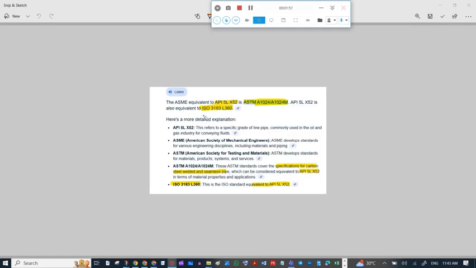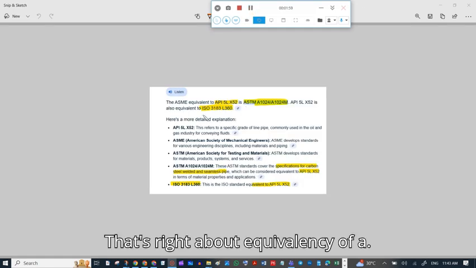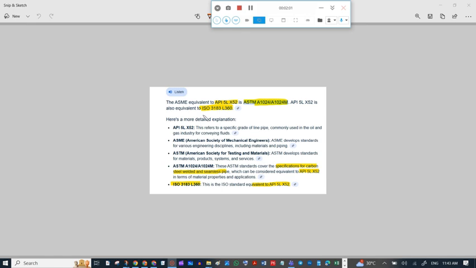Third slide is about the equivalency of API 5L X52. The ASTM equivalent is A1024 or A1024M. What is this M? M means metric. So it is also equivalent to ISO 3183 L360.